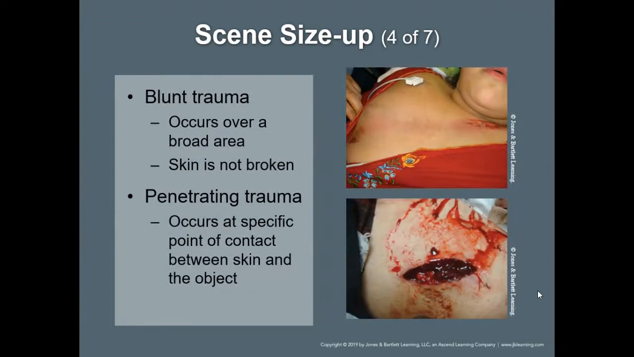Common types of trauma. Blunt trauma occurs over a broad area and the skin is not broken. So the damage is going to be internal. Penetrating trauma occurs at specific points of contact between the skin and the object. So there is now an opening, so a high risk for infection exists, but primarily your concern is going to be bleeding control.